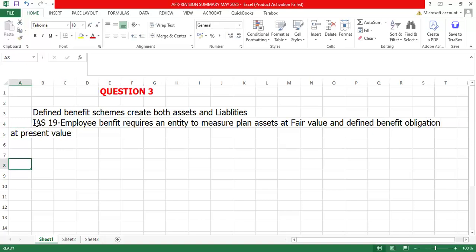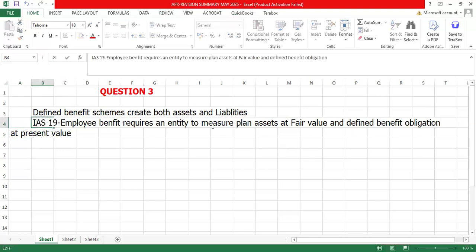When we say that defined benefit scheme creates both assets and liabilities, what are these assets? These assets are called plan assets. The standard requires us to measure these assets at fair value. Then with liabilities, these liabilities are called defined benefit obligation. Those are your liabilities.